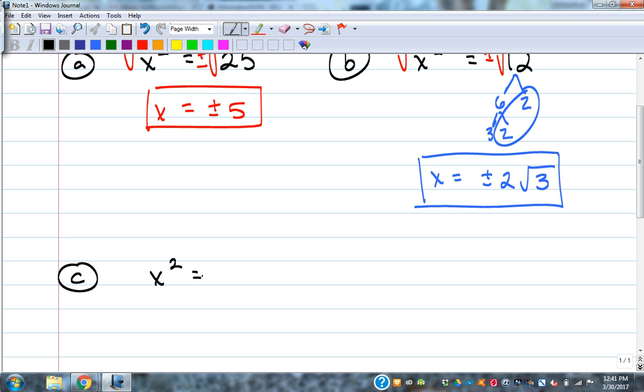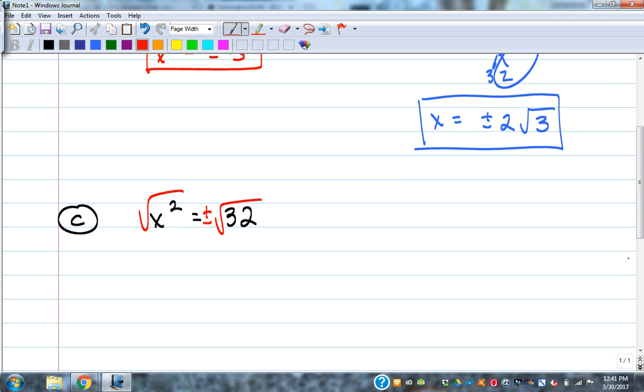x squared is equal to, let's do 32. That seemed to be one that gave us some problems on those quizzes. Is the squared part by itself? Yes, the x is the only thing that's squared. It's by itself, so we're ready to take the square root of both sides. And then we're going to simplify that square root of 32 because 32 is not a nice square number like 25 was.